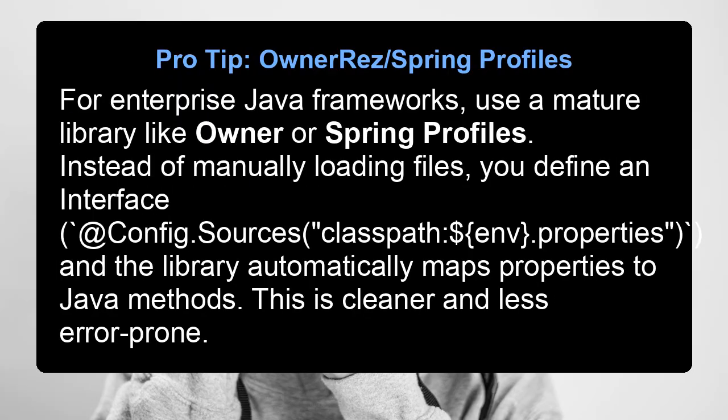Pro tip: Owner or Spring profiles. For enterprise Java frameworks, use a mature library like Owner or Spring Profiles. Instead of manually loading files, you define an interface with @Config.Sources, classpath, $env.properties. And the library automatically maps properties to Java methods. This is cleaner and less error-prone.